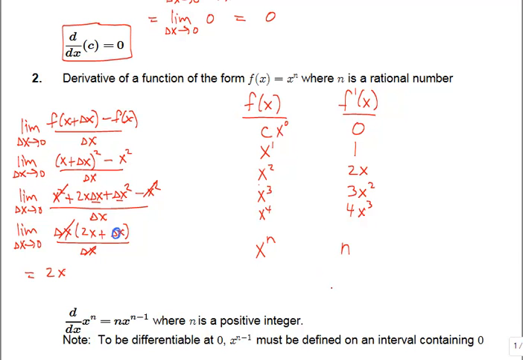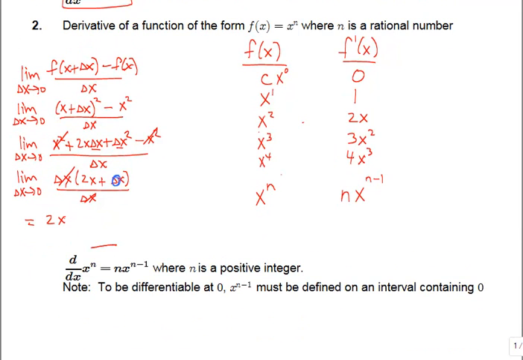And then what happens to that power? Well, in each case, the power went down by 1. It went from 4 down to 3, 3 down to 2, 2 down to 1, etc. So over here in our derivative, we would still have an x left over, but its new power would be 1 less. So this is called the power rule. It's probably our most used rule, and it says that the derivative of anything of the form x to the n equals n times x to the n minus 1.